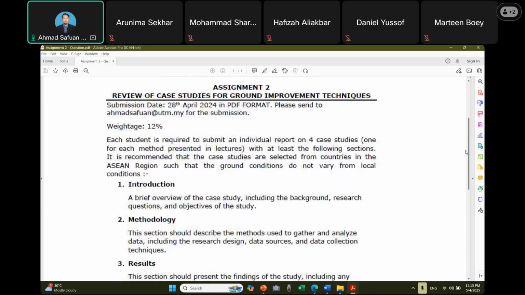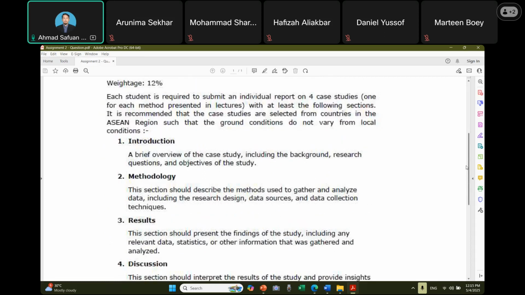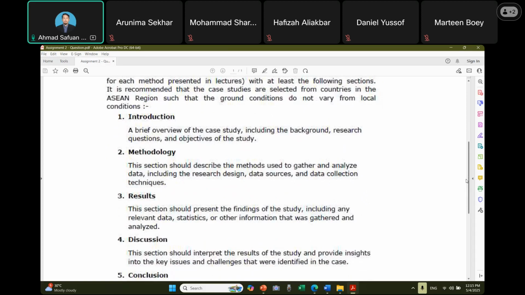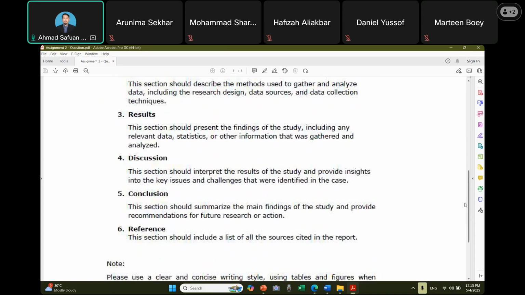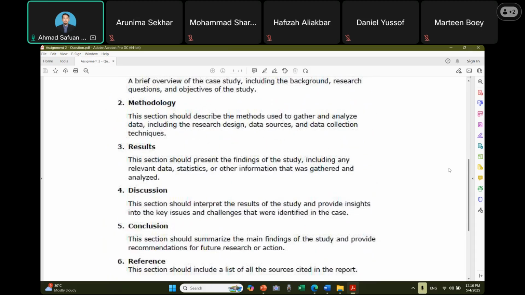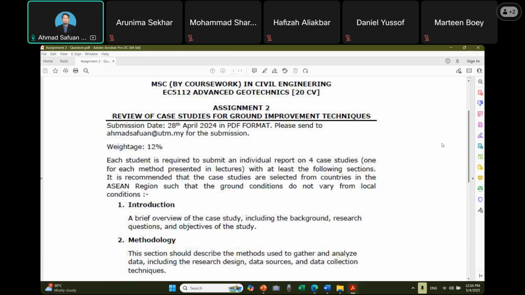You can use whatever search engine, but you need to get whatever reference that you can get. Make it into a slide presentation, which includes the introduction, methodology, results and discussions, and also the conclusion. Then you should have a reference. All right, so I will share with you this assignment.